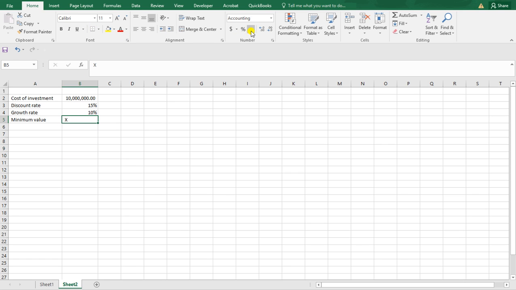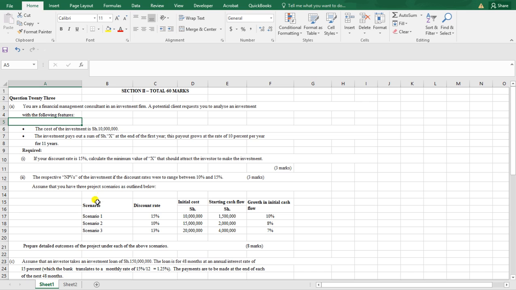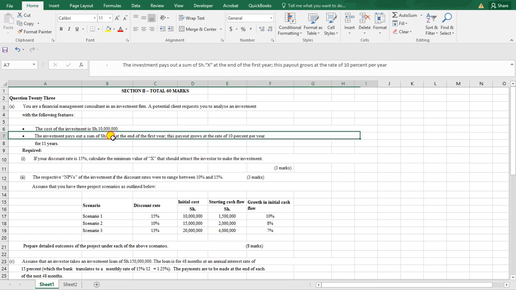So, how are we going to determine the value of X? By the fact that you are told here that if your discount rate is 15%, calculate the minimum value of X that should attract the investor to make the investment. Basically, at this point, we want to determine our value of X, which will attract the investor to make this investment, and we've agreed. At this point, anytime you're talking of minimum, basically we are looking at break even, right? So these are what you're going to assume, which will enable us to work it out backwards for us to arrive at the value of X, right?